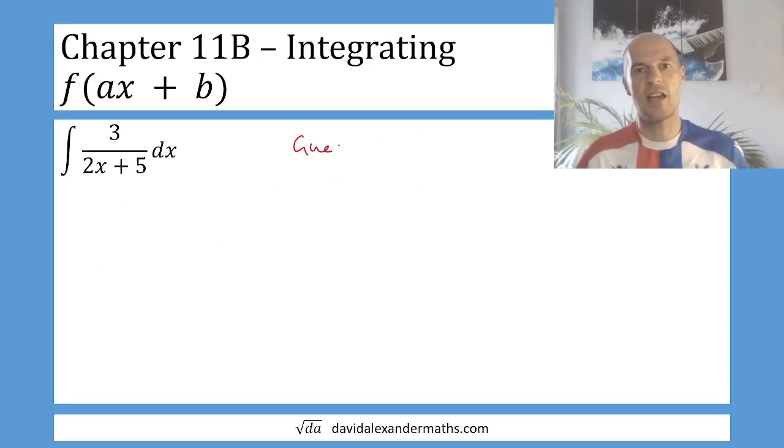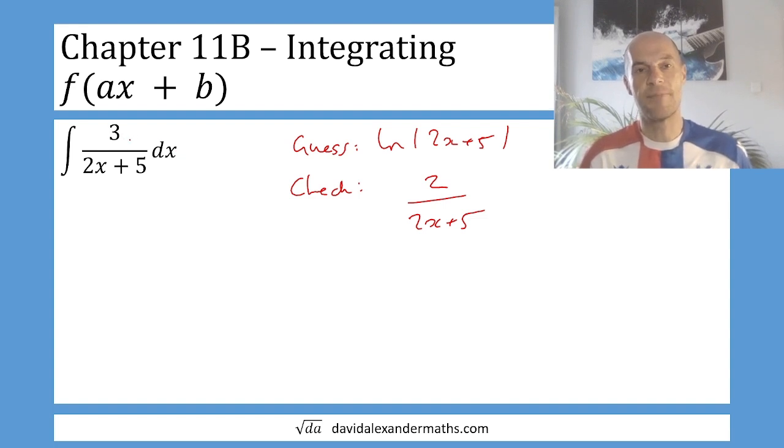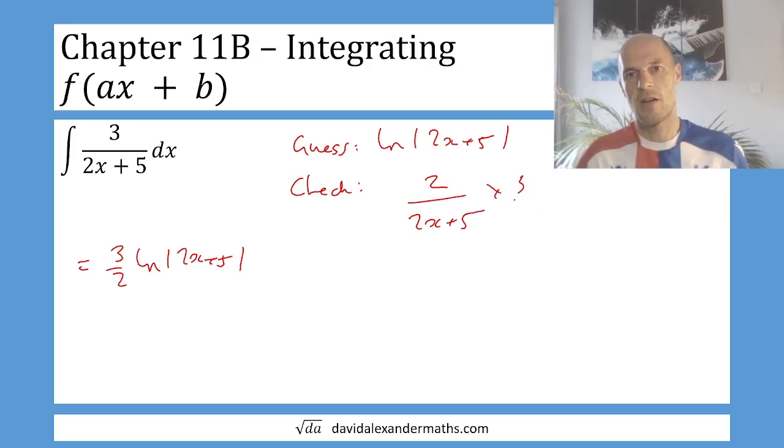Okay, here's another example. So my guess is going to be the ln of 2x plus 5. And if I perform my check, that is going to be 2 over 2x plus 5. And I wanted 3 over 2x plus 5. So therefore, I'm going to need 3/2 of the ln of 2x plus 5. So I'm going to multiply this by 3 over 2. 2 times 3 over 2, that would cancel out and would give me 3 over 2x plus 5. Anyway, so there we go: 3 over 2, ln of 2x plus 5 plus the c.